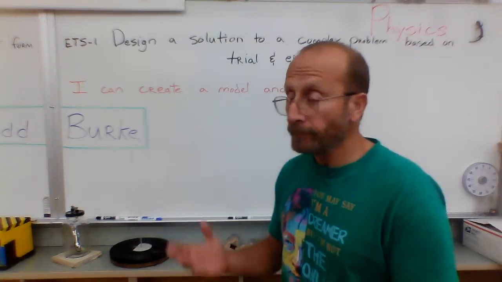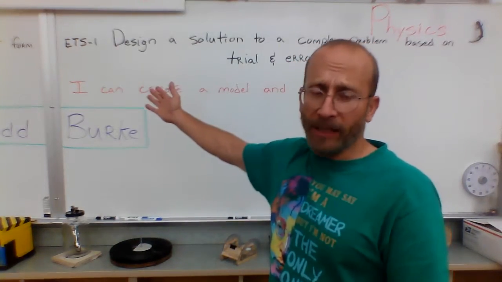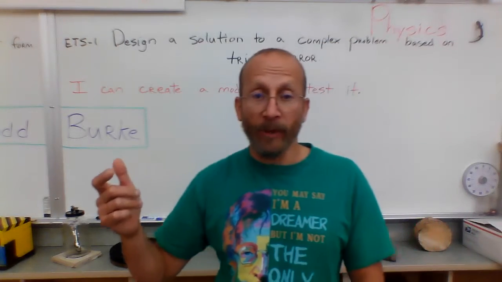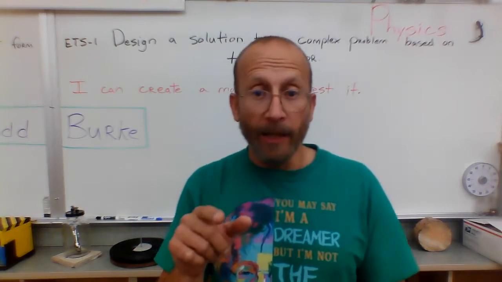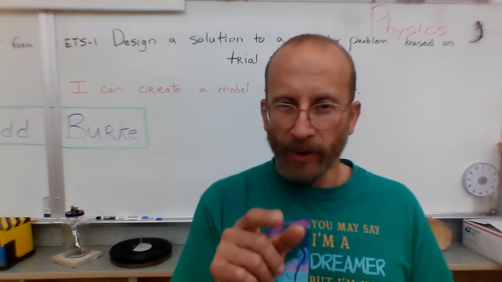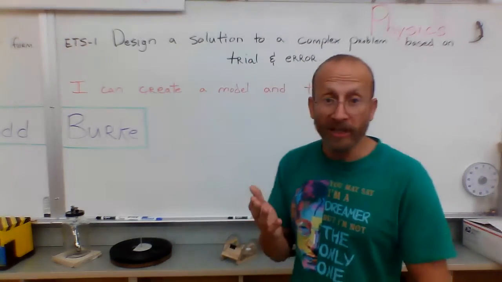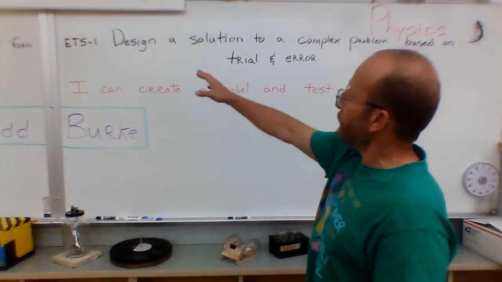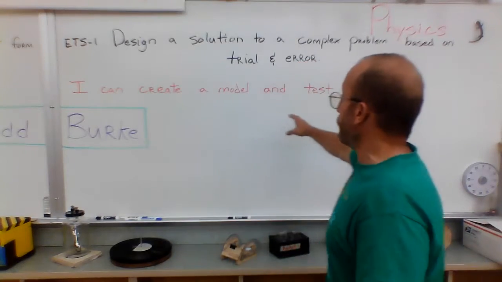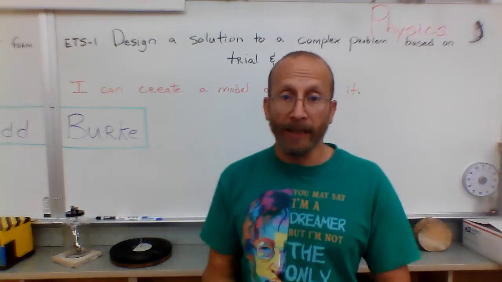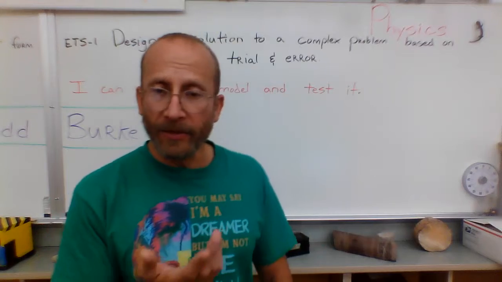This first thing, I think this is backwards, and maybe I can find some editing software so I can flip it, but I think the way the camera mirrors work, what you're reading is illegible. What you see is written backwards. But this says in red, I can create a model and test it. It's what we're doing in class today. And in black above it is the standard.